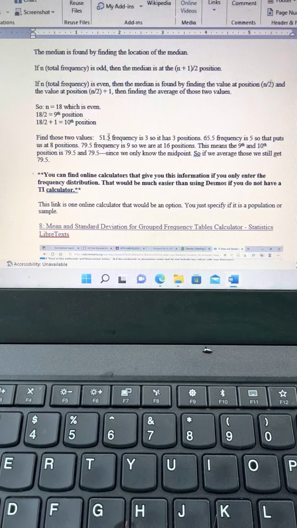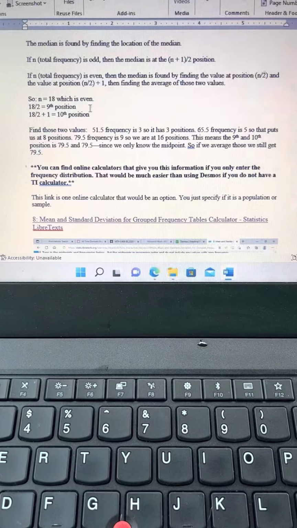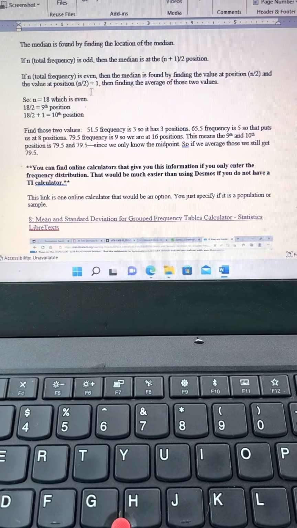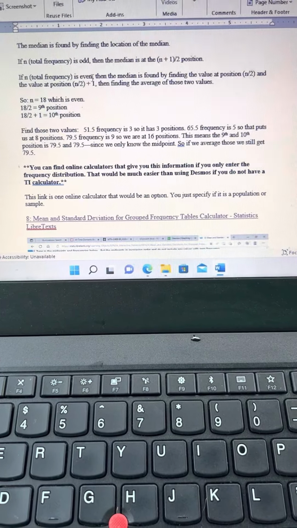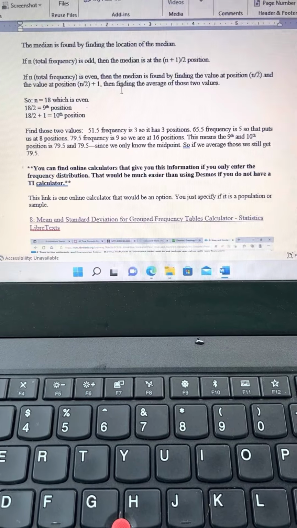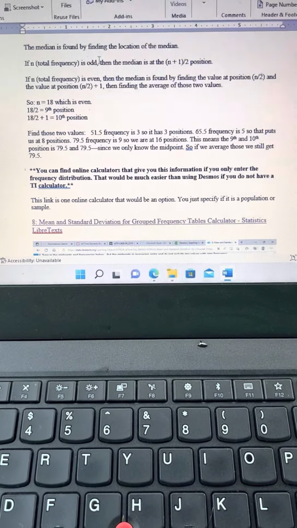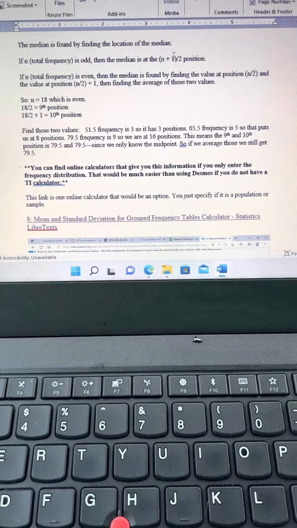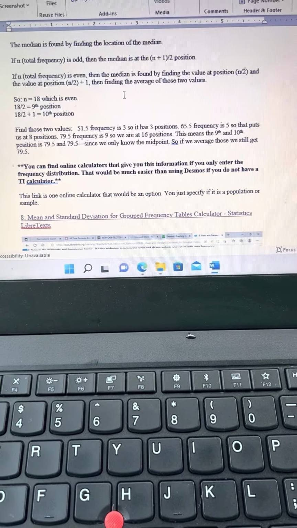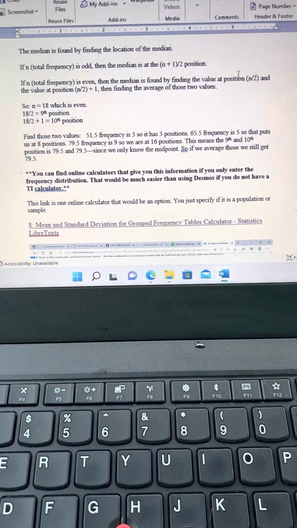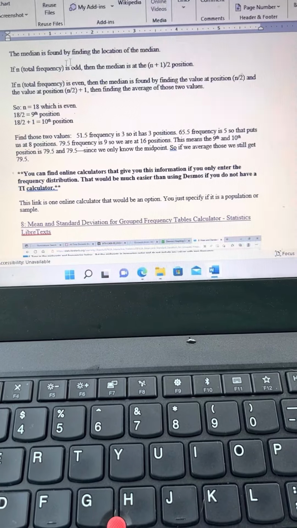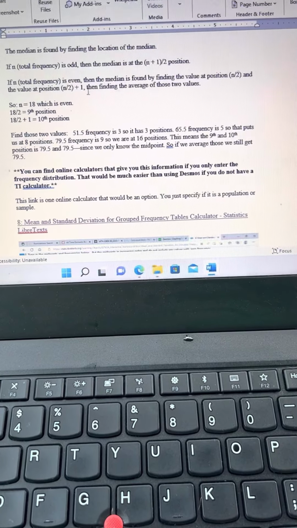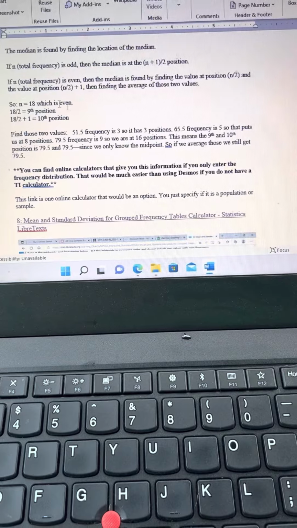For Desmos, I don't know how to do that under statistics for frequency distribution. So the formula is here in this part. If n is odd, that's your total frequency, then the median is at the (n plus 1) divided by 2 position. And if n is even, you find the n divided by 2 position and the n divided by 2 plus 1 position, and then you average those.